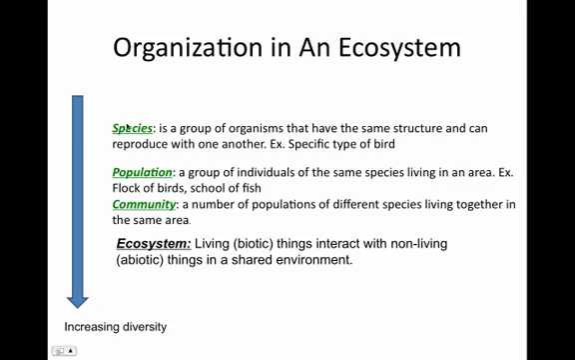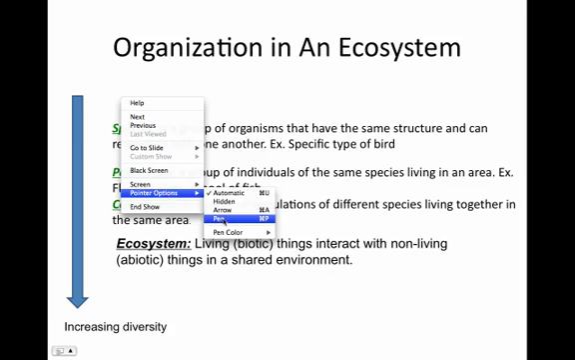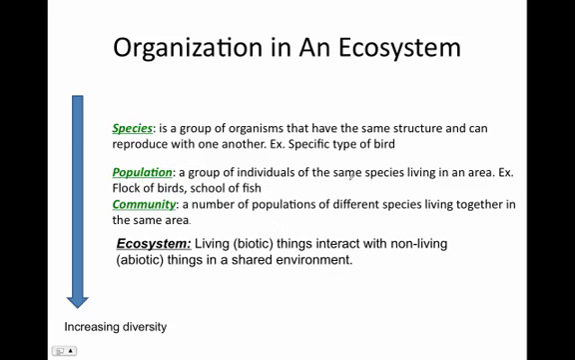If we looked at an ecosystem and just studied a species, that would be a group of organisms that have the same structure and can reproduce together. But if we went bigger and studied a population, that would be a group of individuals of the same species living in an area. A school of fish, a flock of birds would be a whole population. And if we looked at a community, that would be basically all the living things in a certain area. So studying in our playground, for example, if we studied the community, that'd be all the living things in the playground. The plants, the animals, and so on.